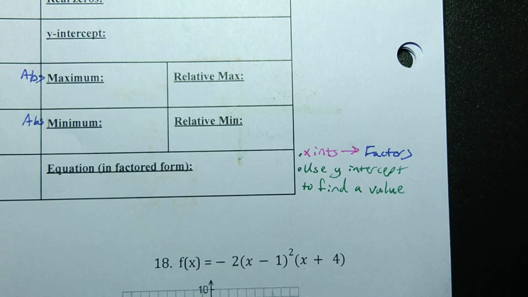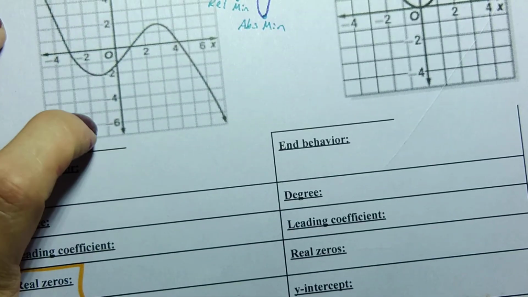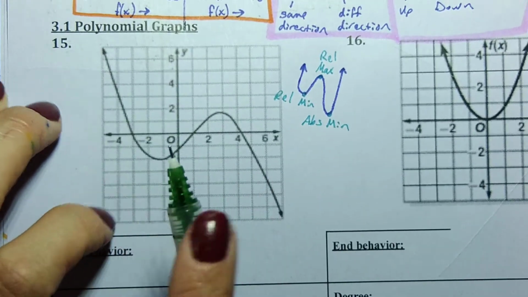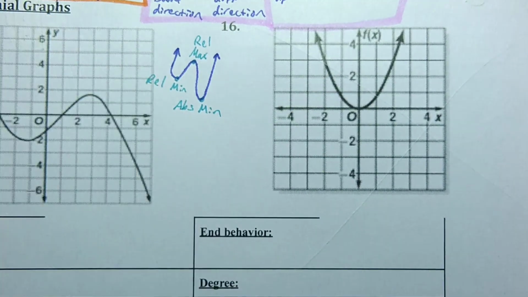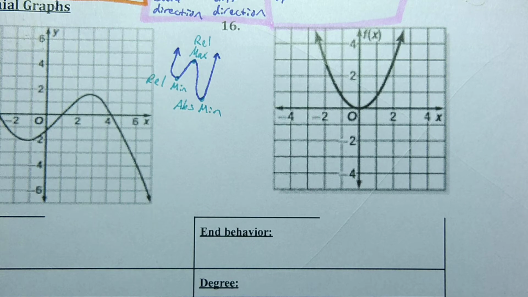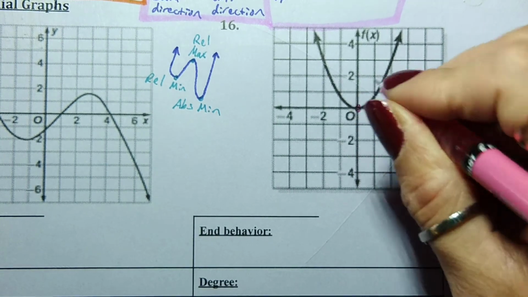I think we should just do one of these together. So folks, let's go ahead and look at this graph. And actually, we'll do this one. How many x-intercepts does this graph have? It has 1. That x-intercept is equal to 0.